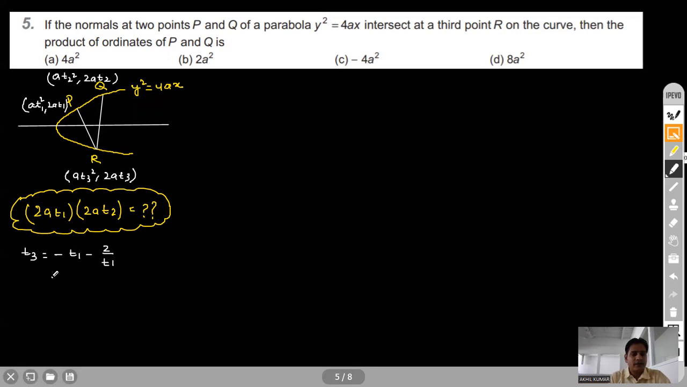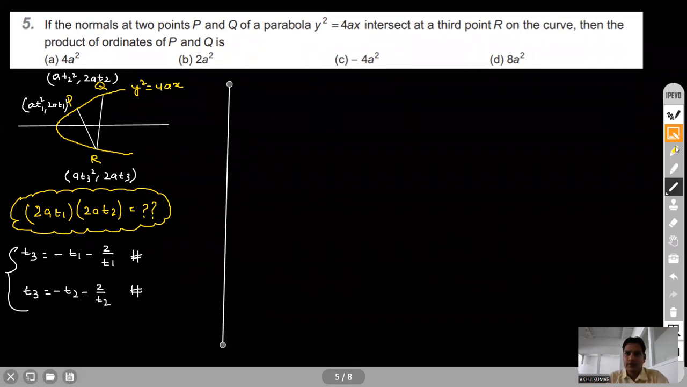And we can write this t3 in one more way. How? We are drawing this QR, which is also a normal at Q, and this is also meeting at the same point t3. So from here, t3 will be equal to minus t2 minus 2 upon t2. Is it okay? These two things. If it's fine to you, then we are done. We can easily solve for that.